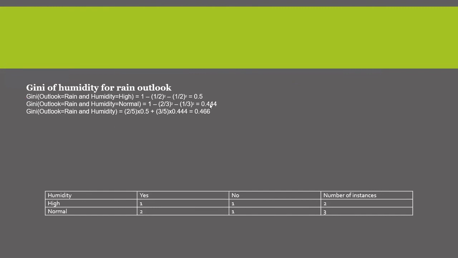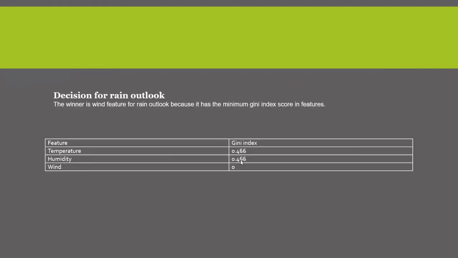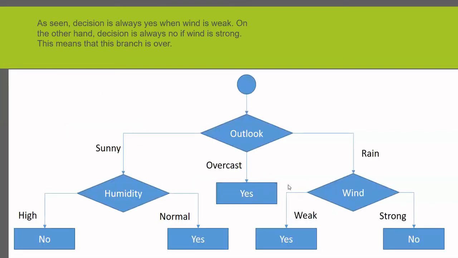Now for rain and humidity high it is 0.5, then 0.444, and 0.466, as I just said. Humidity is high and the other is normal. And for outlook rain with wind weak and wind strong, the total value comes out as 0. So the Gini indexes for temperature, humidity, and wind: wind gives 0. So we take wind into consideration, weak on this side and strong on this side.